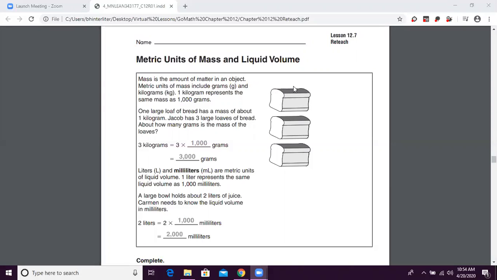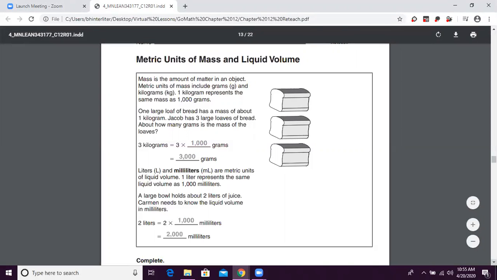Now, if Jacob has 3 loaves as pictured here, how many grams is the mass of the 3 total loaves? So you see here 3 kilograms, kilogram 1, kilogram 2, kilogram 3. 3 kilograms is equal to 3 times 1,000, which is going to give me my total of 3,000 grams.